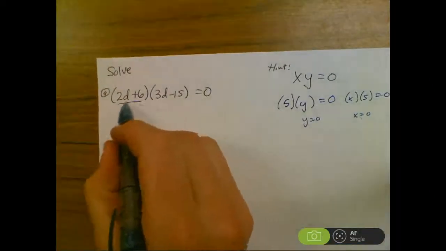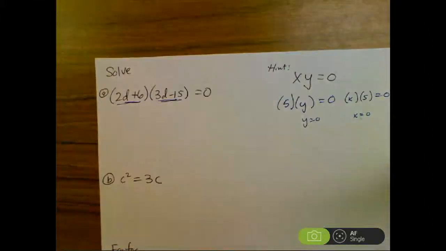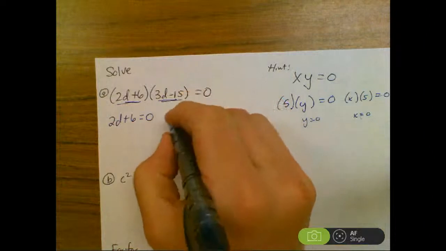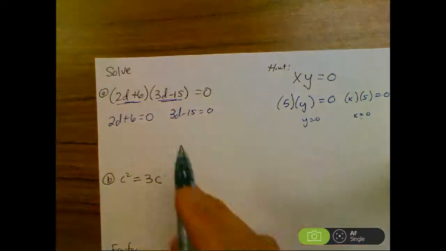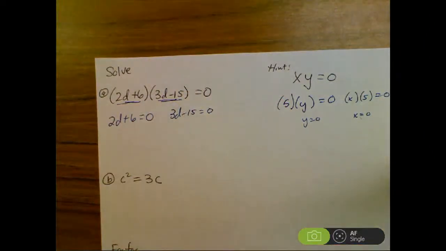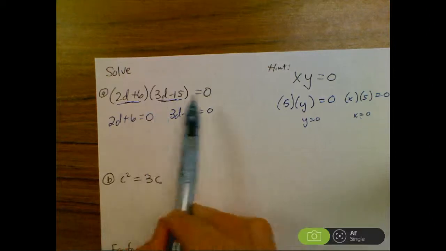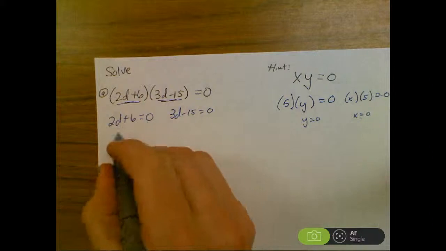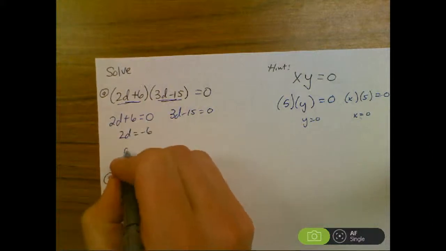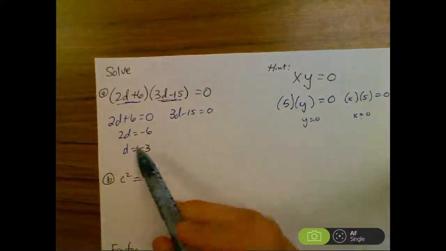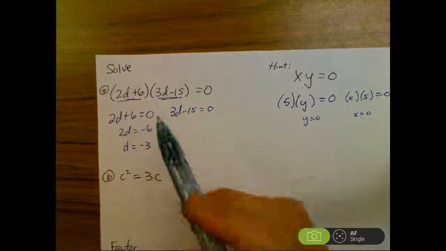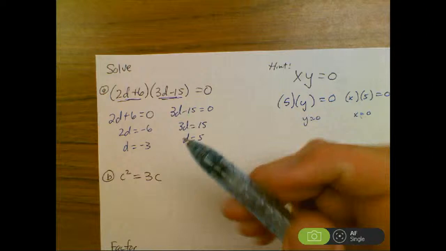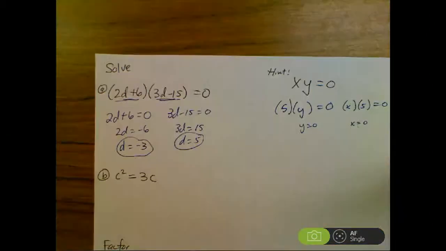That works the same here. We're multiplying a number times another number. Well, 2d plus 6 has to be 0 or 3d minus 15 has to be 0. One of these has to be 0 or both have to be 0 in order to make this 0. So solve this, subtract the 6, divide by 2. d, if you put negative 3 in here, you'll make that 0. And if you put 5 in over here. So our answers here are both of those numbers.